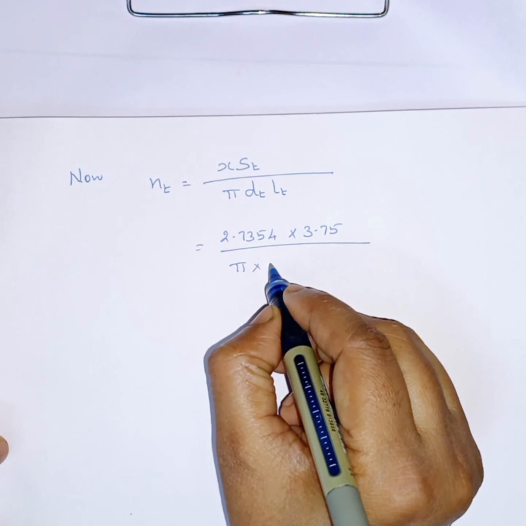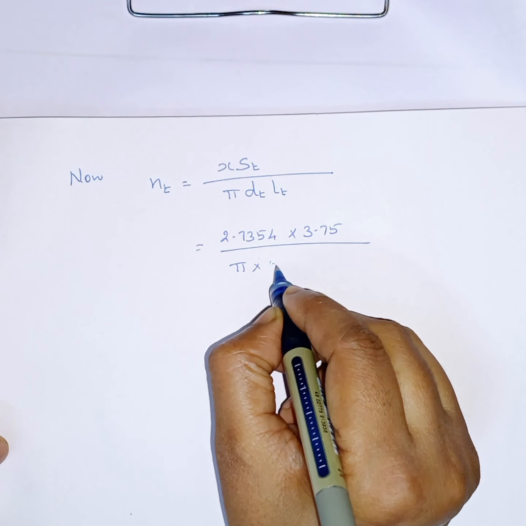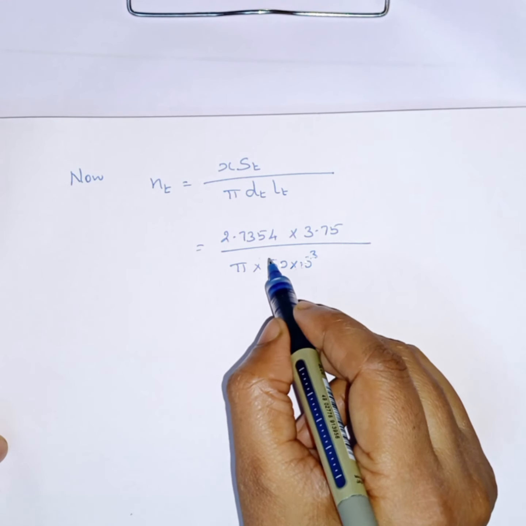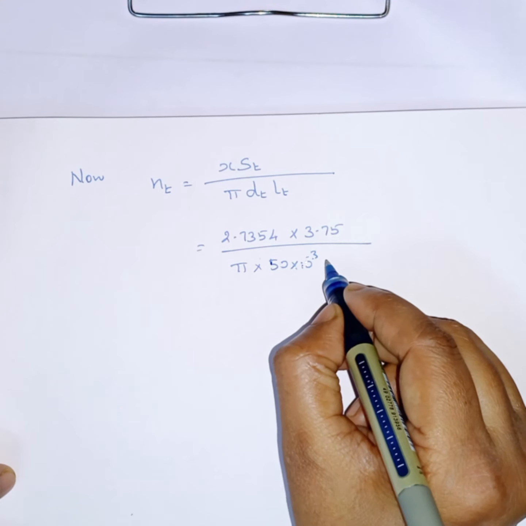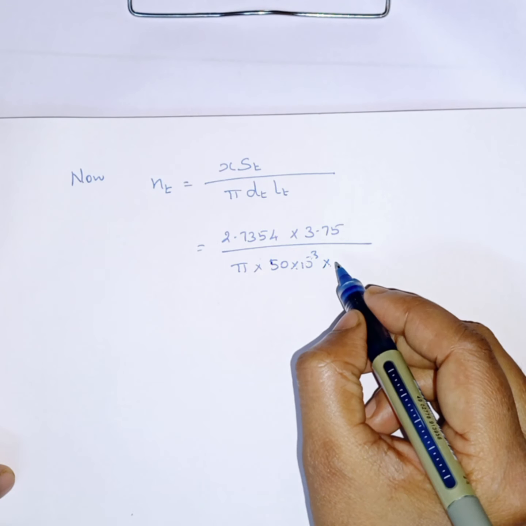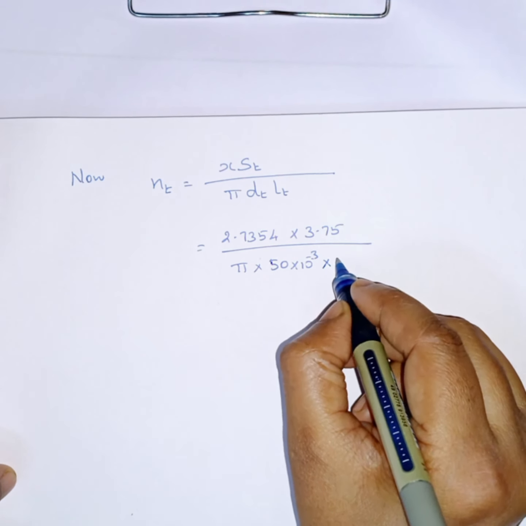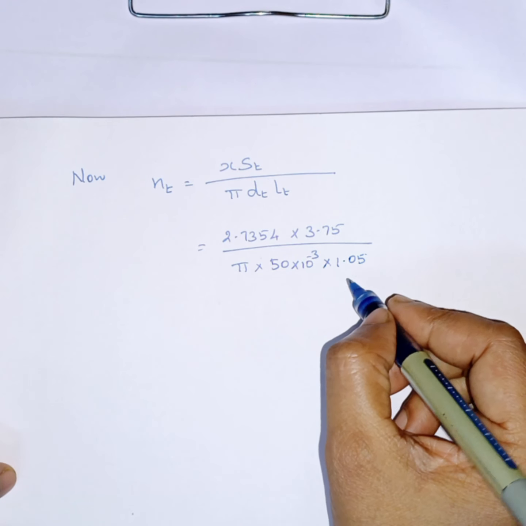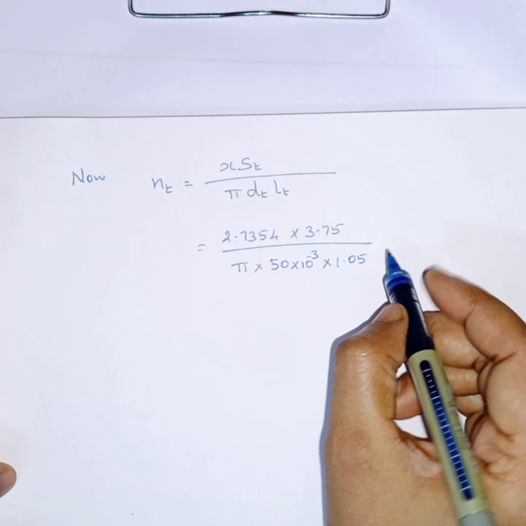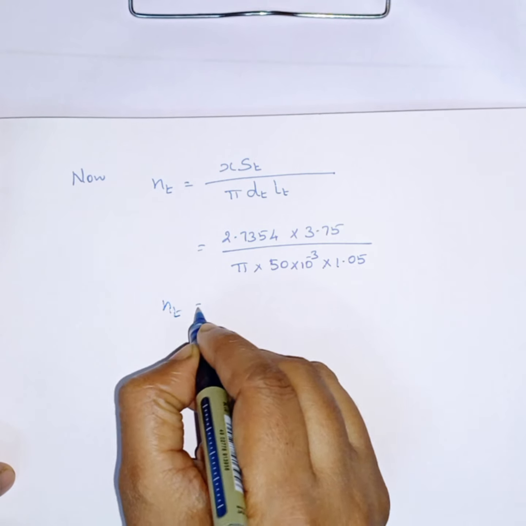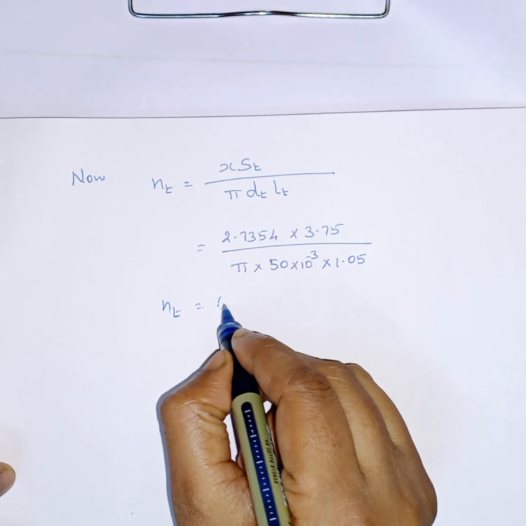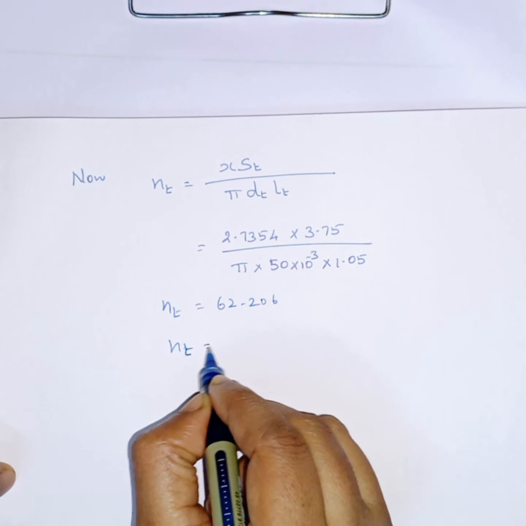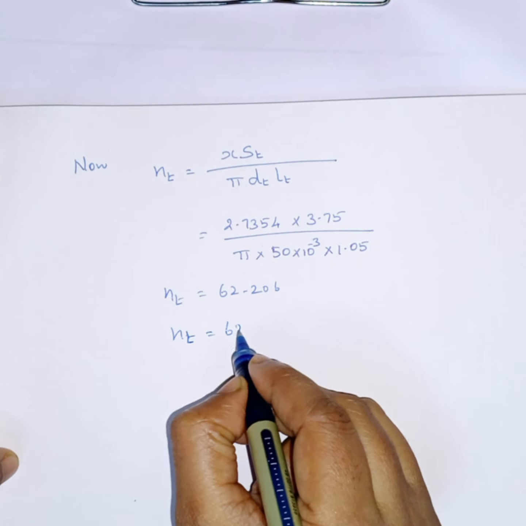So DT, the diameter of the tube, is 50 mm, that is 50 into 10 power minus 3. Even if it is not given, it is a standard value, you have to assume this one. And then the length of the tube is 1.05 meter. It is already given in meter, so no need for any conversion. Solving this, we will get NT equal to 62.206. So we can take the number of tubes as 62.